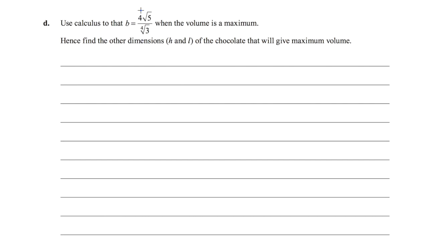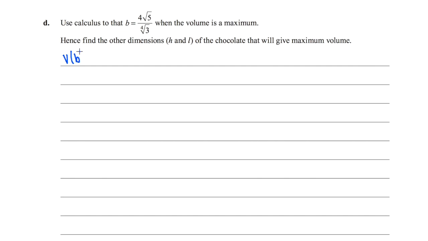Use calculus to show that b equals 4 root 5 on the 4th root of 3 when the volume is a maximum. Hence find the other dimensions h and l of the chocolate bar that give maximum volume. Well, we know that v as a function of b is equal to b times 80 root 3 minus b squared, all divided by 8.